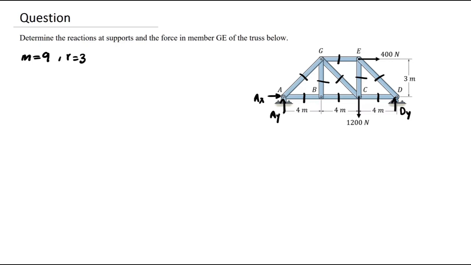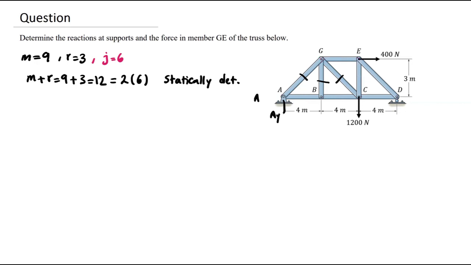And how many joints do we have? 1, 2, 3, 4, 5, 6. So M plus R, 9 plus 3 is equal to 12. The number of unknowns is equal to 2 times the number of joints. The truss is statically determinate. Now, we can determine the reactions at the supports first.